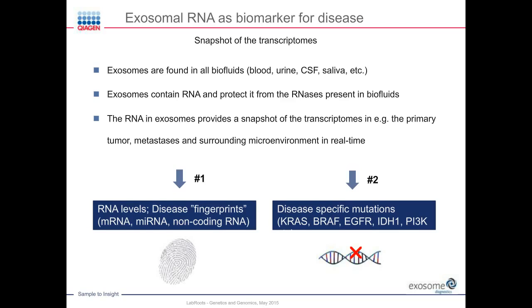And there are actually two ways you can use this, especially with regard to cancer. You can obviously profile RNA levels and use that expression profile as a fingerprint of what is going on also in, for example, a tumor cell. And the other thing that you can also use the RNA or also DNA for is to look for disease-specific mutations. Again, that's relevant particularly for cancer, where people have detected KRAS, BRAF mutations and all that in the RNA that is basically released into the bloodstream.